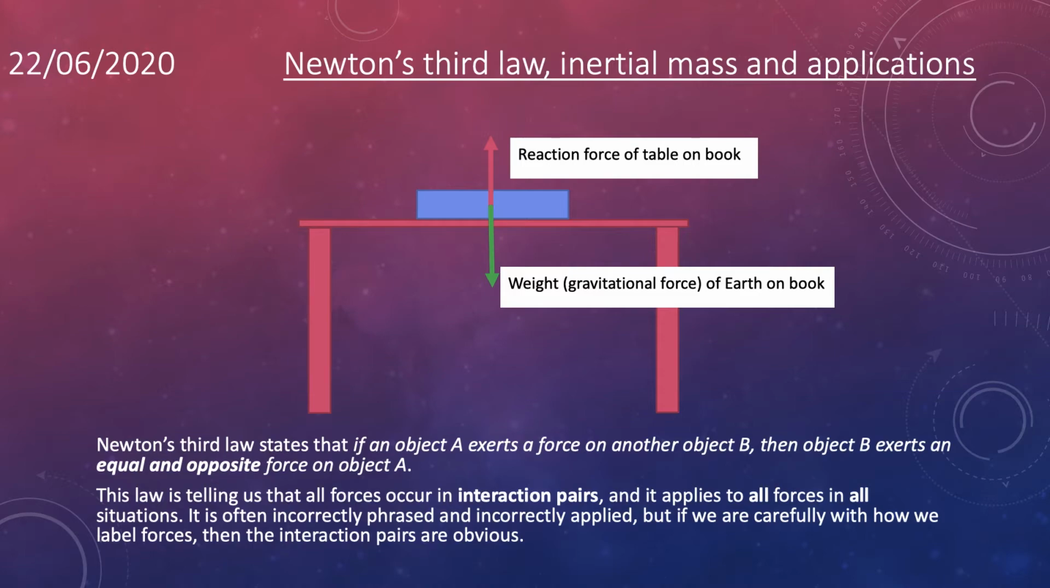And if we're careful about that, the interaction pairs are obvious, but these two are not an interaction pair. The reason for this is they are different types of forces and are acting on the same object. Reading the statement that I just put, in the first paragraph, if object A exerts a force on object B, then object B exerts a force on object A. So the first one of the pair is on object B, the second one is on object A. They are not both on the same object, whereas the red and the green arrow are both on the book.